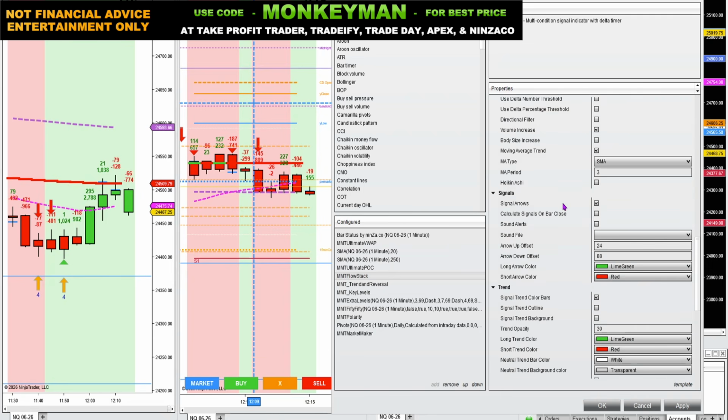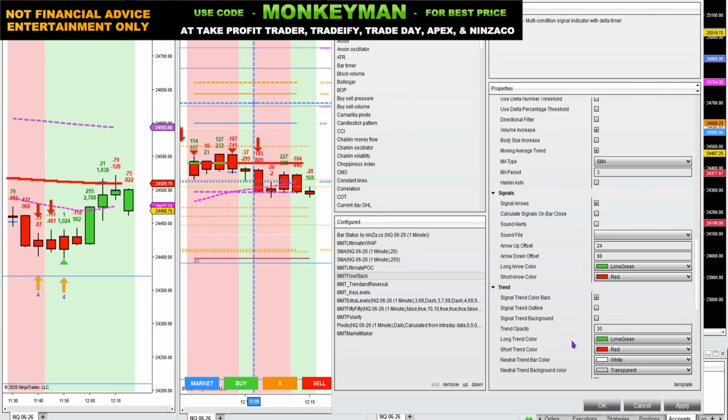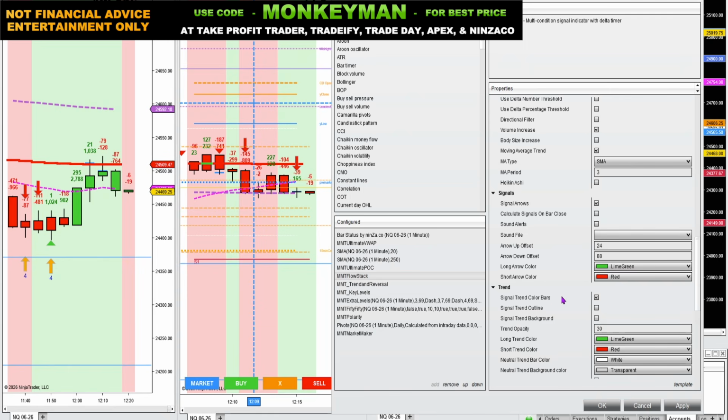For the signals, I've got the following signal conditions: a volume increase and the moving average trend feature using an SMA period of 3. So if both the NQ and the ES are above or below the 3-period SMA and there is a volume increase, then I'll get the signal arrows, I'll get the trend color change. I've just got it painting the inside of the bars for the trend. Everything else is the same as my base chart setup that I've shown in the previous 2 videos.